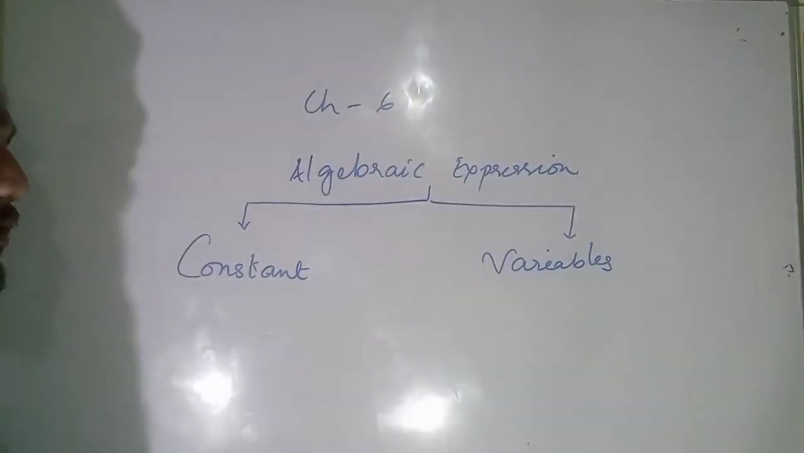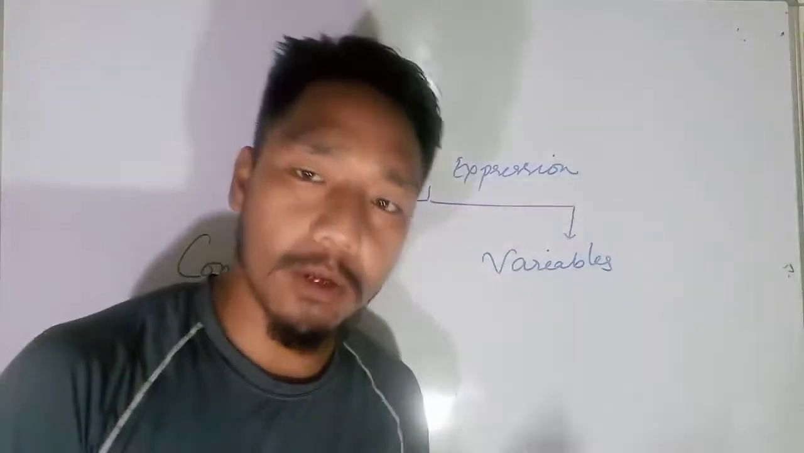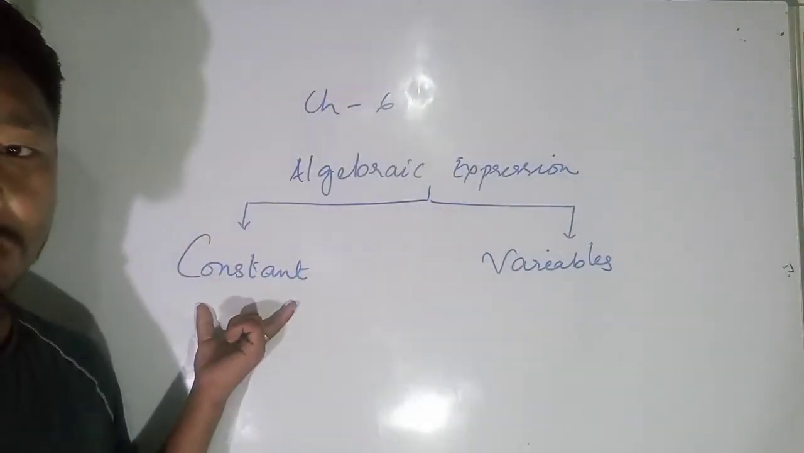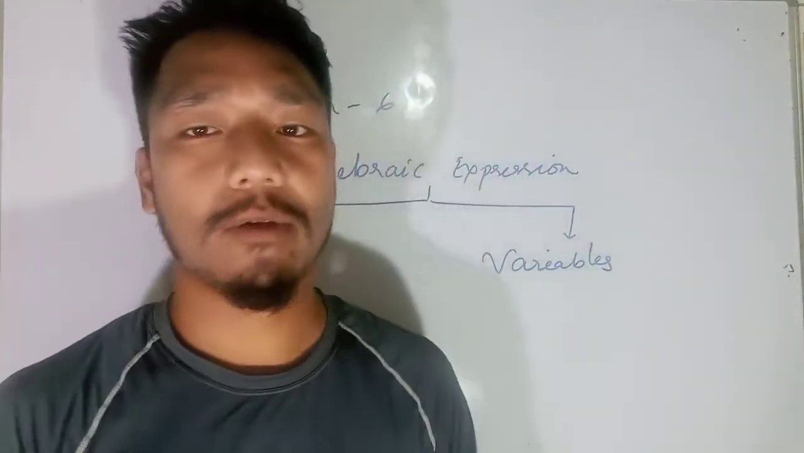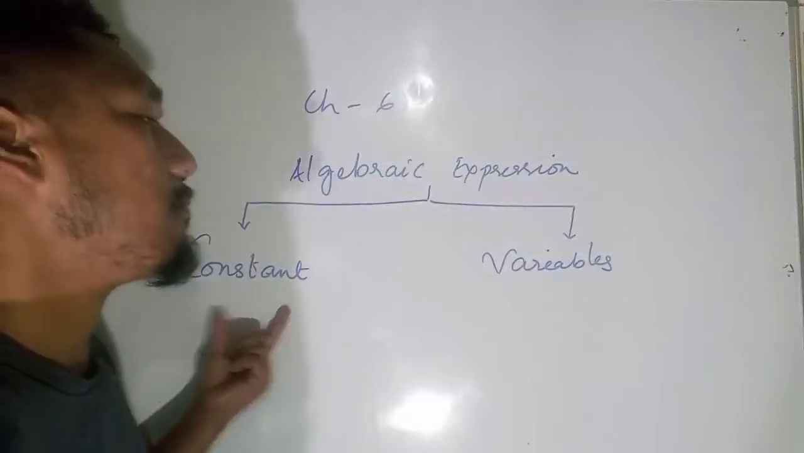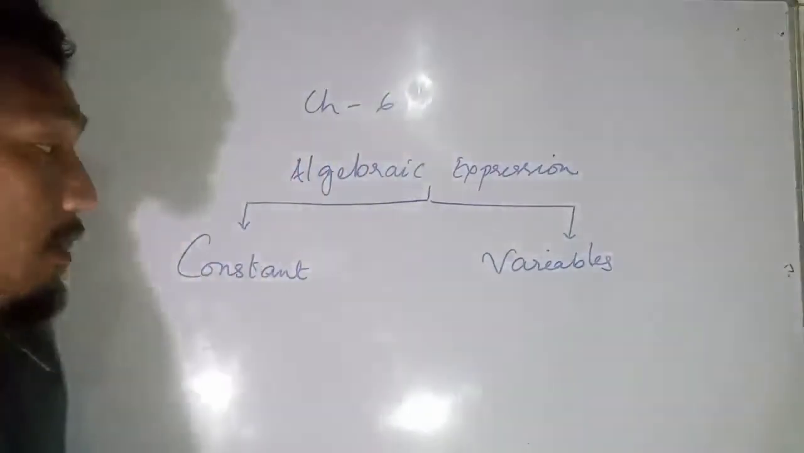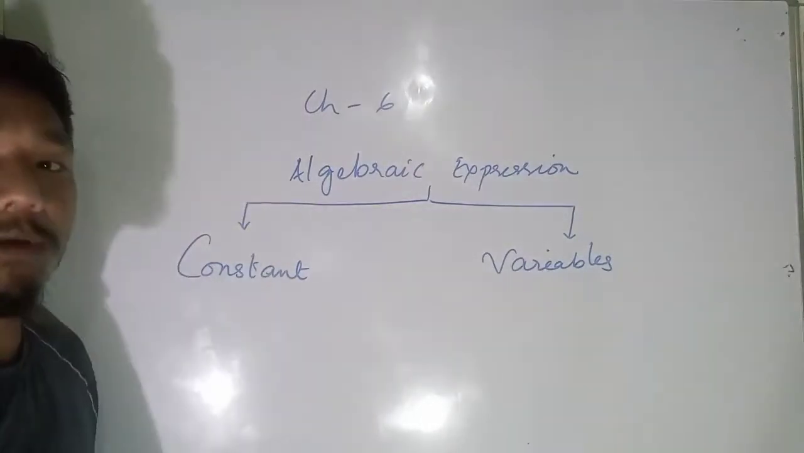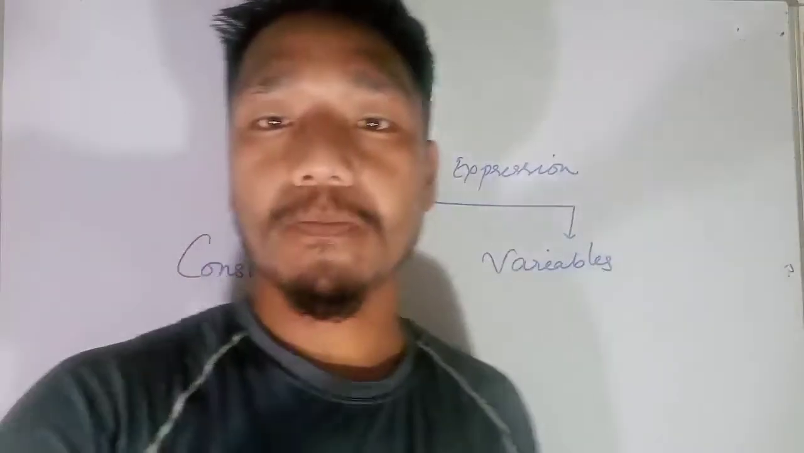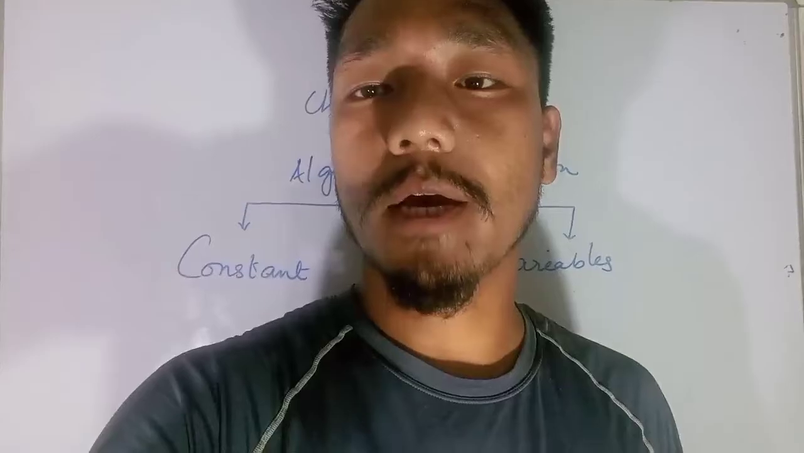So we will be discussing two important things. If you know about a constant and if you know about a variable, then most of your basics will be very clear. Constants and variables are very important terminologies on the basis of algebraic expressions.